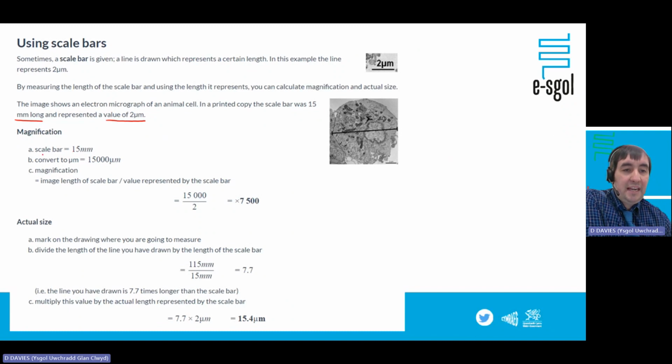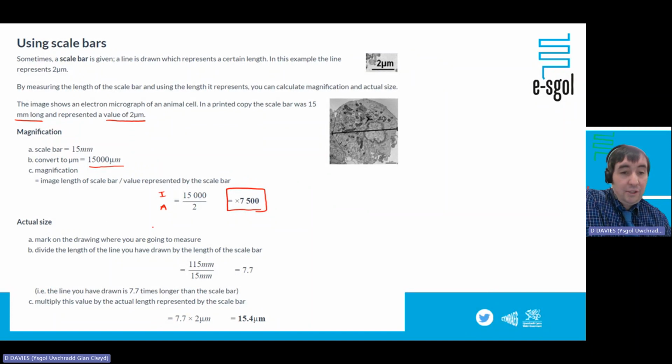So the scale bar is 15 millimeters, and I've converted that to microns. If the image divided by the value gives us the magnification, that's the real size of the image, that is actually how long it is. So I over A again gives us the magnification.